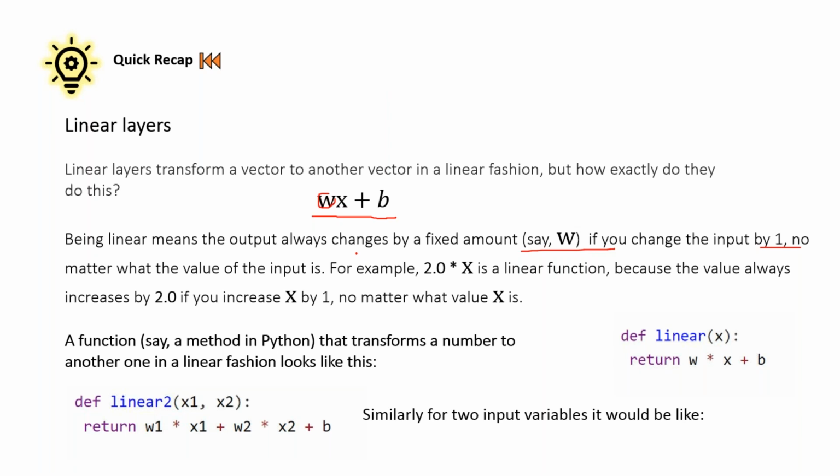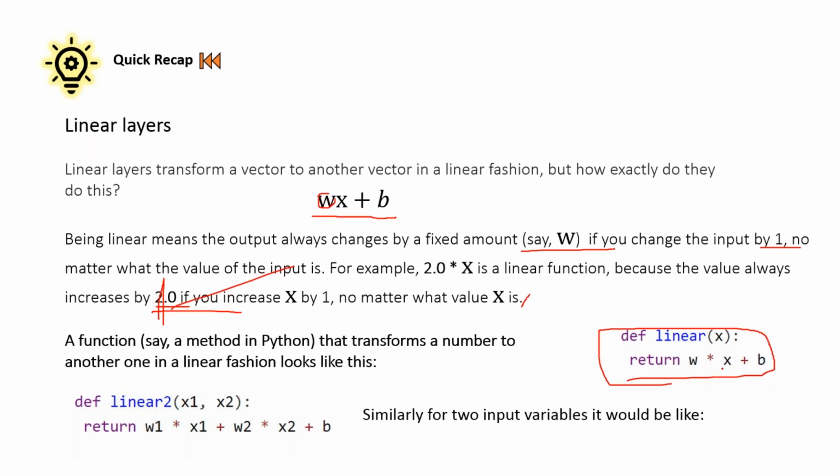Similar to this linear equation, they look exactly similar, except let's say I can have multiple inputs. So if you see here, the value of w is 2.0, the weight is 2.0 in a linear function. So the value always increases by 2.0. That's the thing that makes a function linear. So if you increase x by 1, no matter what the value of x is, it will always be incremented by 2.0.